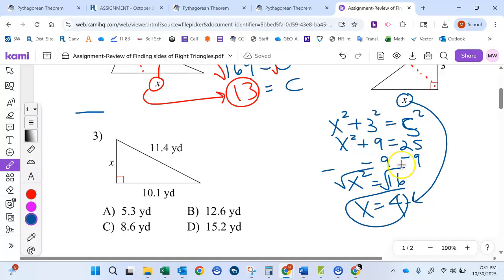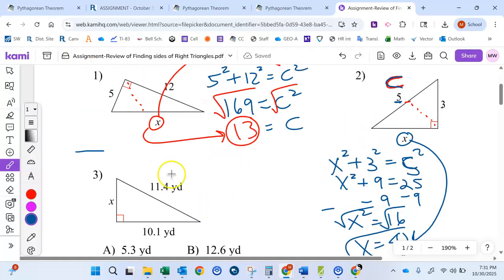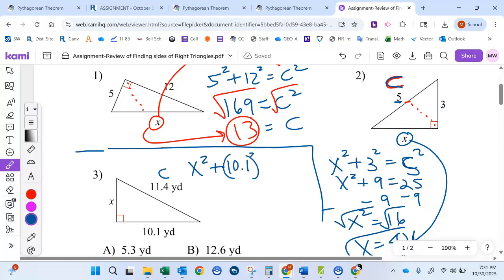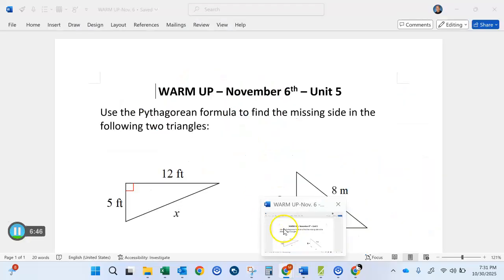Now over here, we can also do it even if the numbers are not nice whole numbers, but again, we have to remember this is the c. So here we can do the same thing. We just go x squared plus 10.1 squared equals 11.4 squared. And you can use a calculator. If you want, I'll do one more of those.